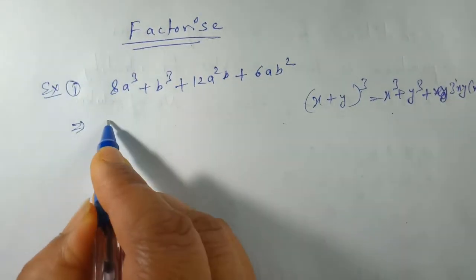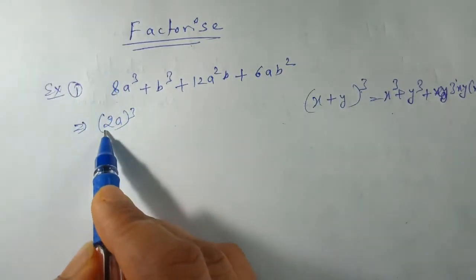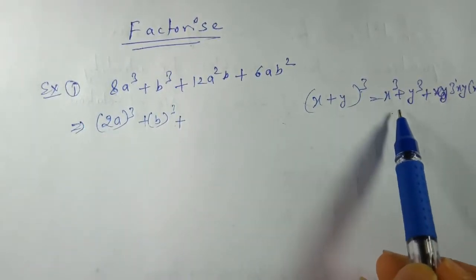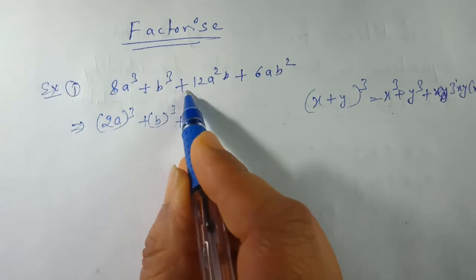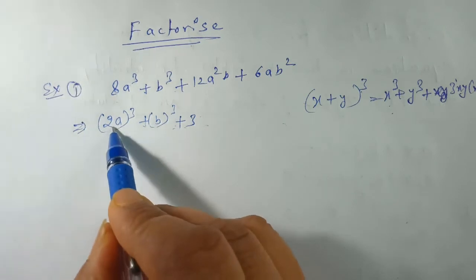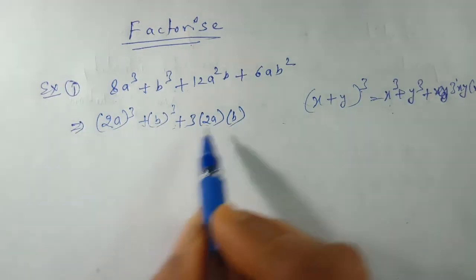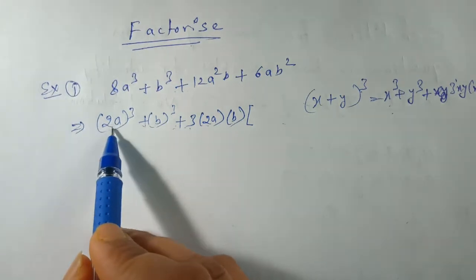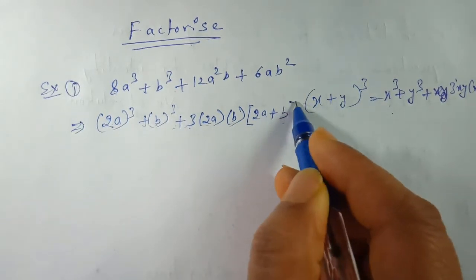So for a cube, we can make the coefficient also in cube form. 8 is the cube of 2, so we can write (2a) cube. This is b cube. According to the identity, x cube plus y cube plus 3xy. Since the plus sign is going on, everywhere we have to put the positive sign, plus 3xy. In place of x, which term do we have? 2a. In place of y, which term do we have? b. So 3xy, then within the bracket x plus y. In place of x we have 2a and in place of y we have b.